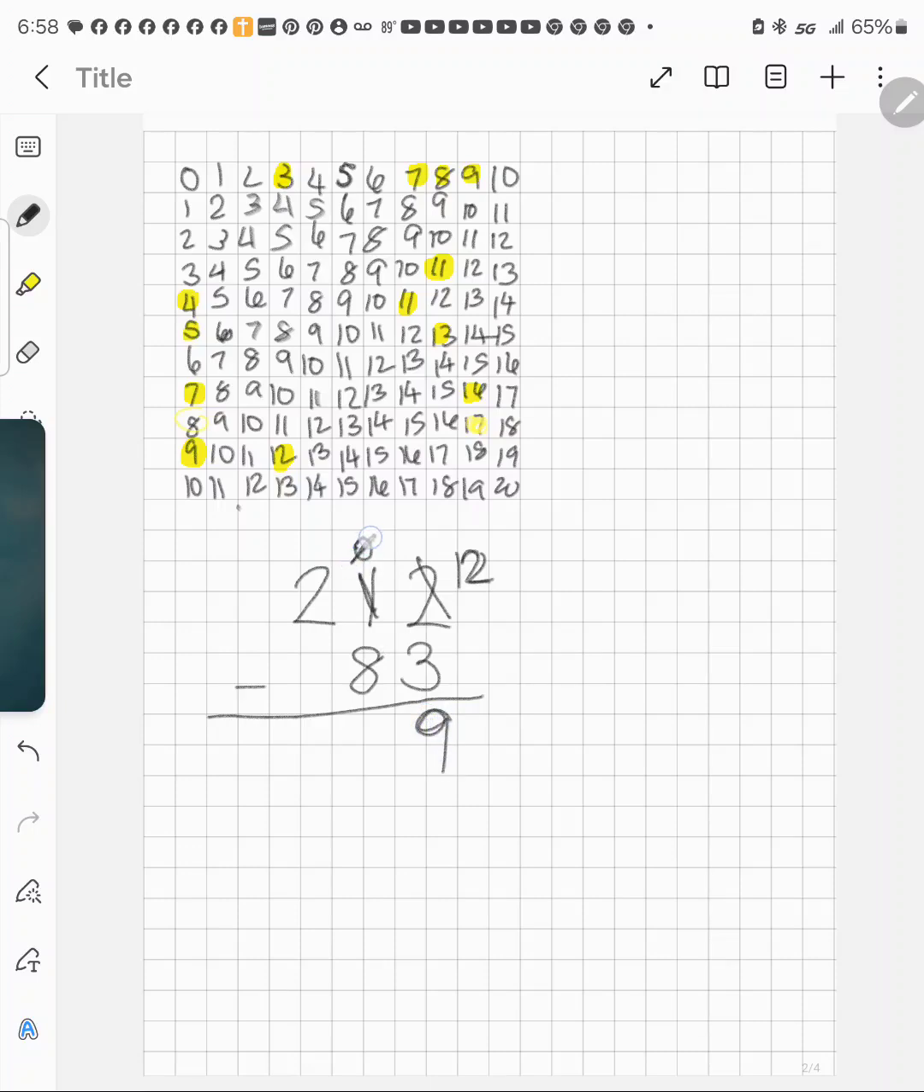0 minus 8, that can't work. So I'm going to make that 0 a 10 and make that 2 a 1. 10 minus 8 is 2. And the 1, I just bring it down. So as you see, the adding chart can be very quick. It can be helpful. And it's a shame not to use, especially if it would help you.